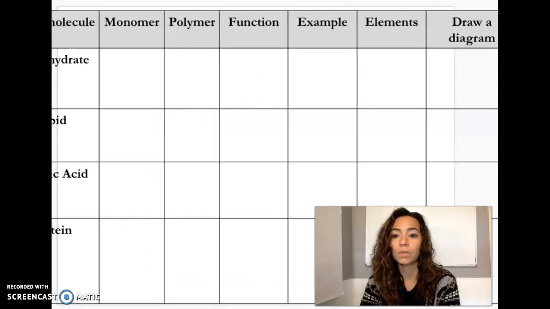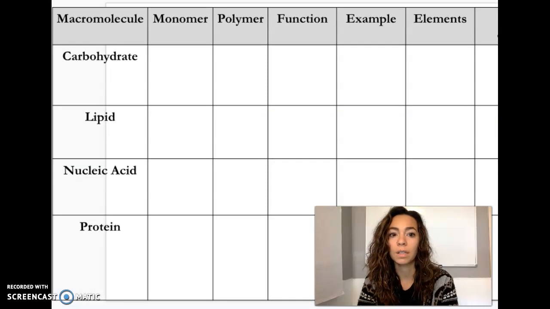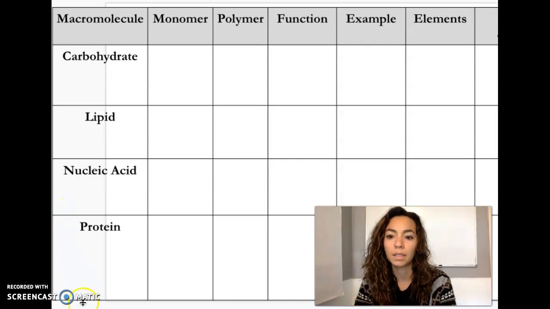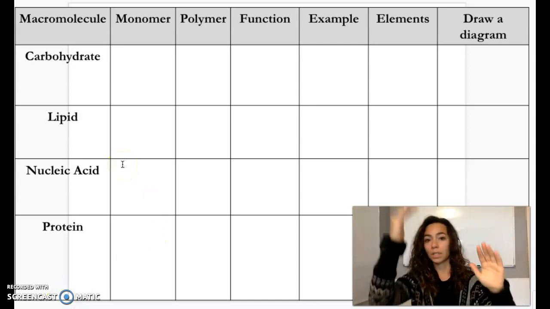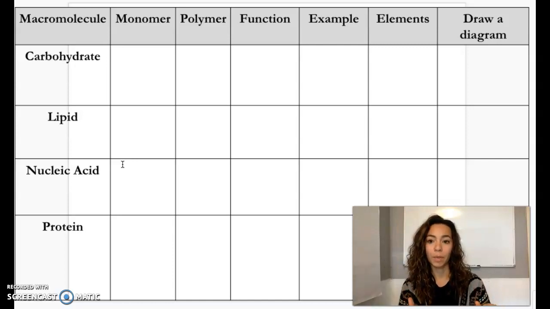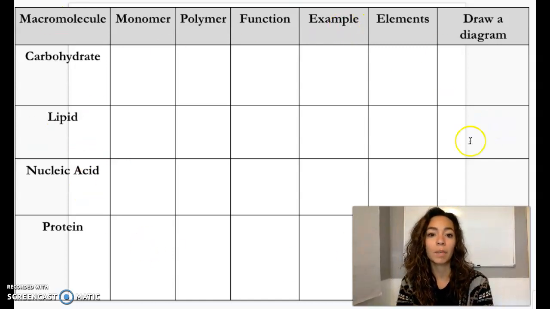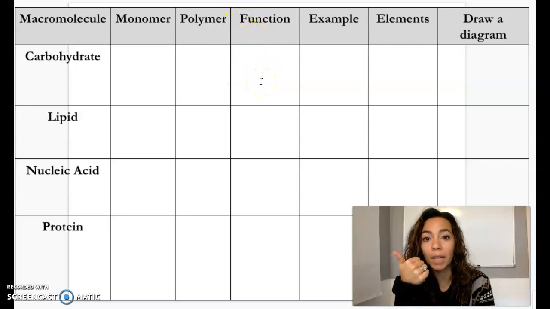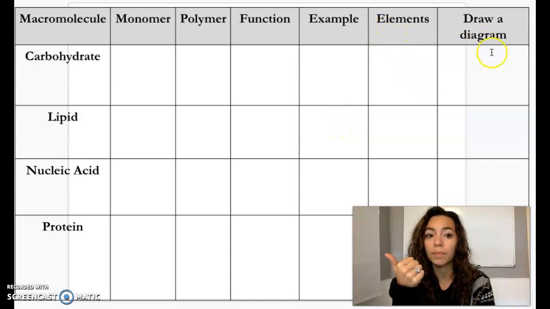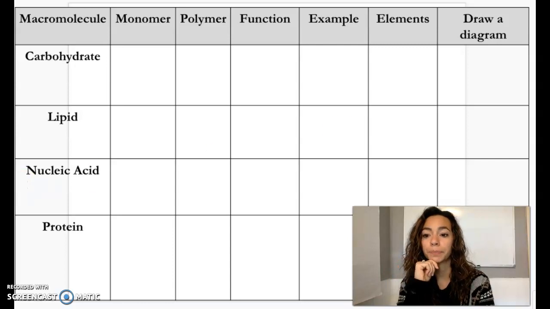Okay, so as you're taking notes, I would suggest that you create something like this in your notebook, maybe even on a double page spread rather than taking notes all down the paper. A table like this might really help you organize your thoughts, because for each of these macromolecules, we'll be going over the monomers, polymers, function of that molecule, so why does our body need it, some examples that you'll see often in class, the elements that are in each one, and you're going to be able to draw the diagrams because you're going to need to be familiar with what the structure of each of these macromolecules looks like.